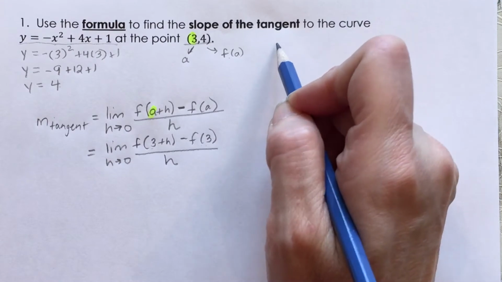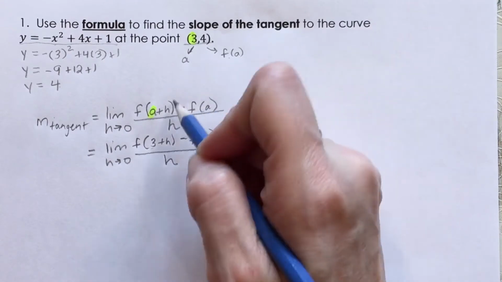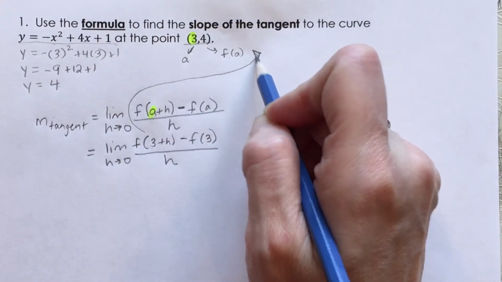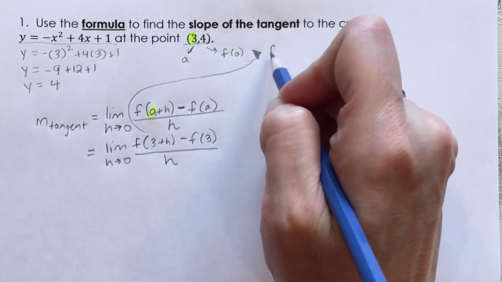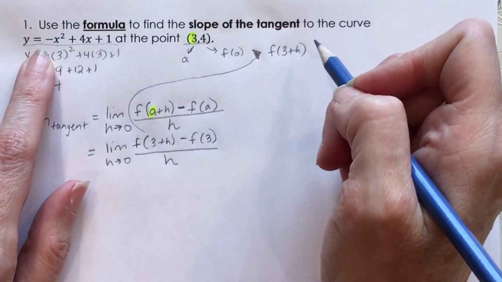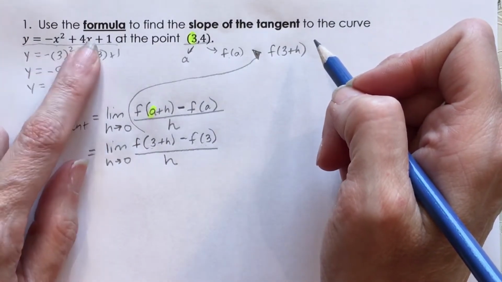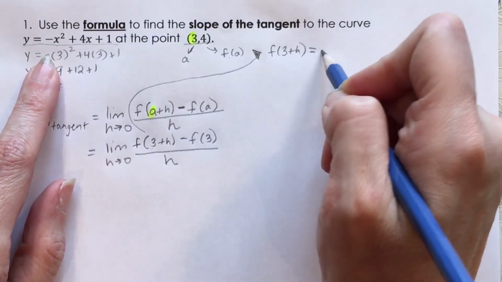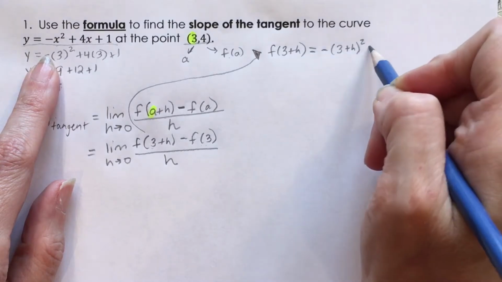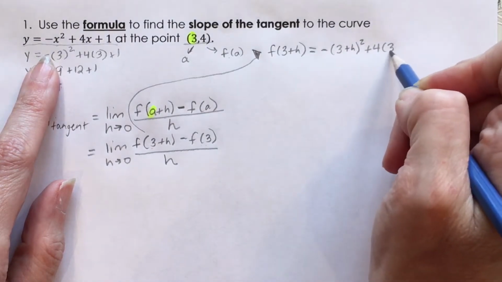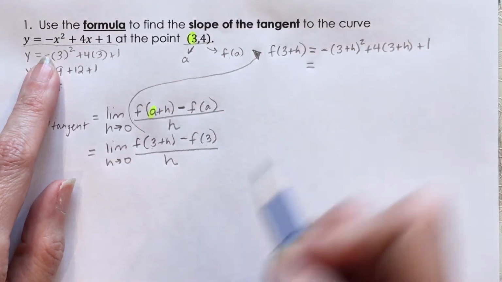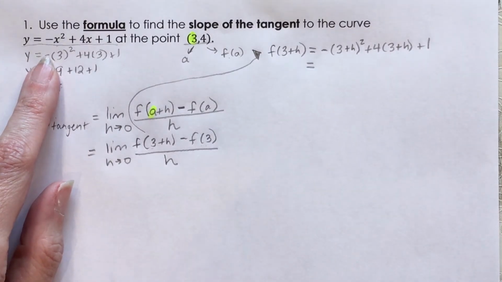So I would now start over here, and I want to figure out what is this f at 3 plus h off to the side. So f at 3 plus h means I'm going to use this function I was given and replace every x with 3 plus h. So if I do that, I get negative (3 plus h) squared plus 4 times (3 plus h) plus 1. And then I want to simplify that and make it as simple as possible.